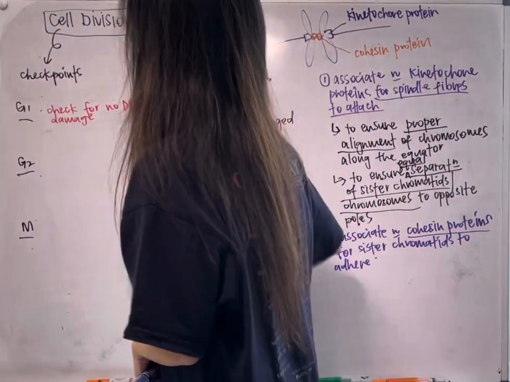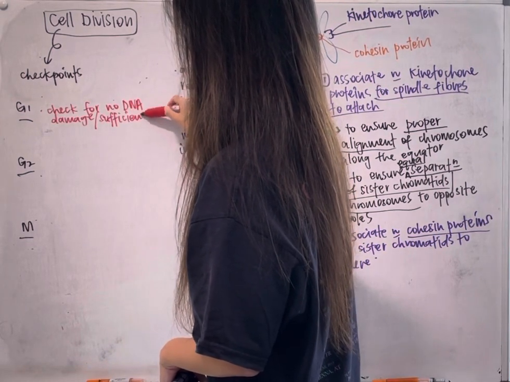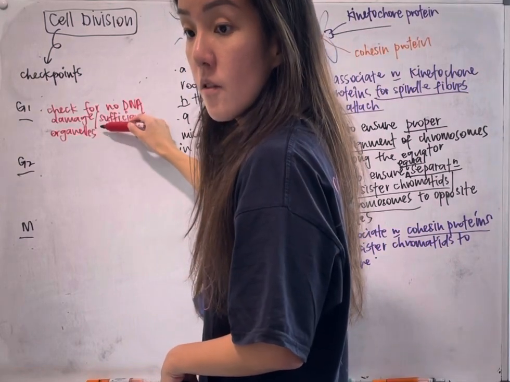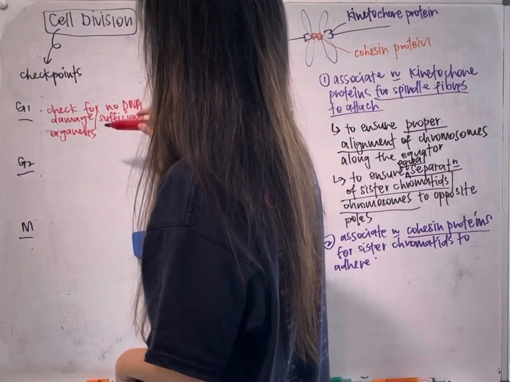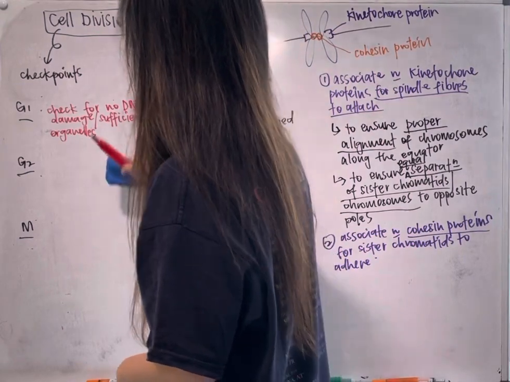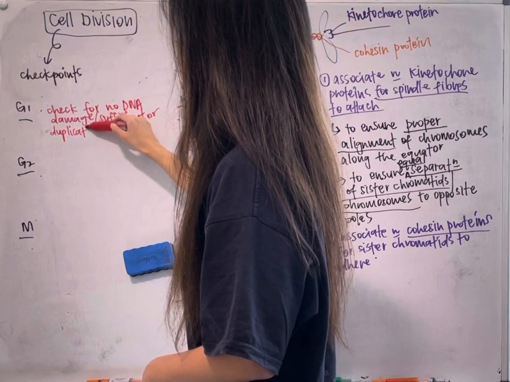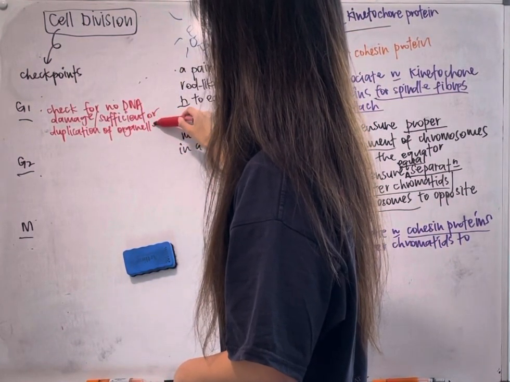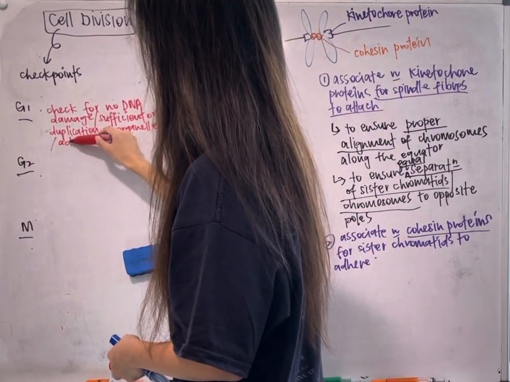So I'll just write down: sufficient organelles. That means duplication of organelles. Let me write sufficient duplication of organelles. Or you can even say adequate cell size. So you want to check for all this.